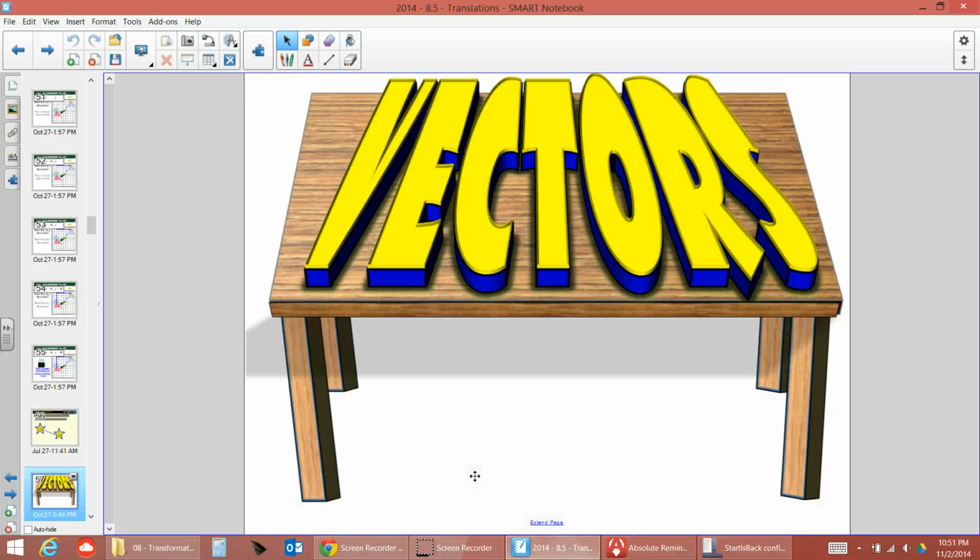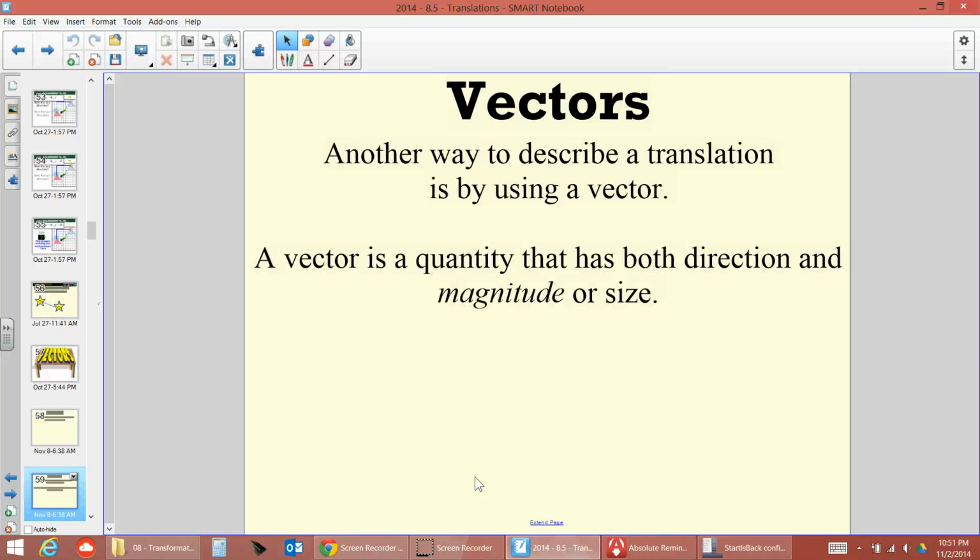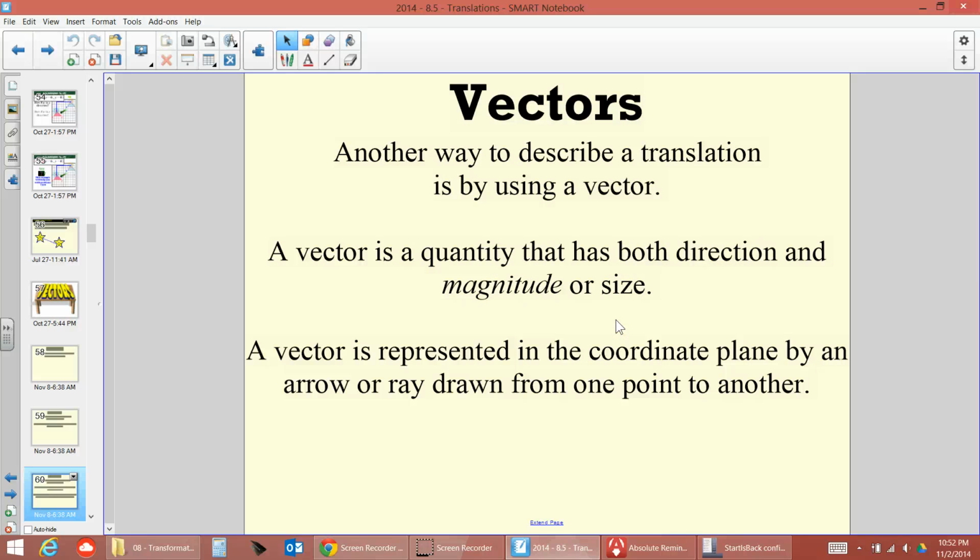All right, so now we're going to talk vectors. Vectors are awesome. A vector is another way to describe a translation. They are given by a direction and a magnitude, or size. It's hard to explain without showing with pictures, so we'll get there. A vector is represented in the coordinate plane by an arrow or a ray. A line segment is just a distance, but a vector is like a line segment that has to be in a specific direction and be a specific size.